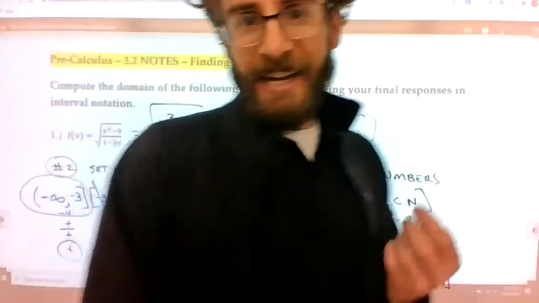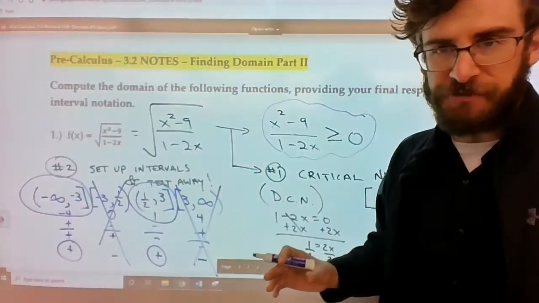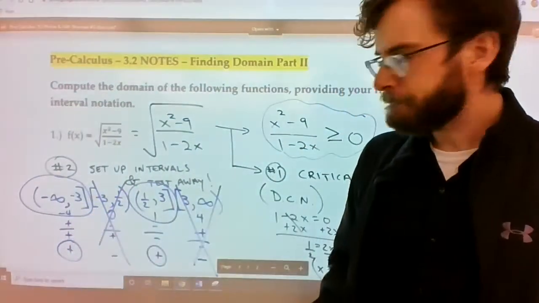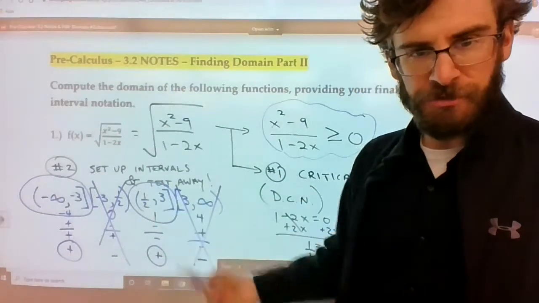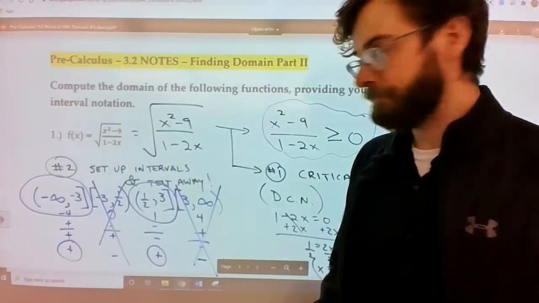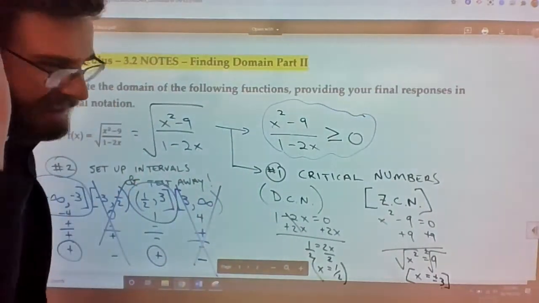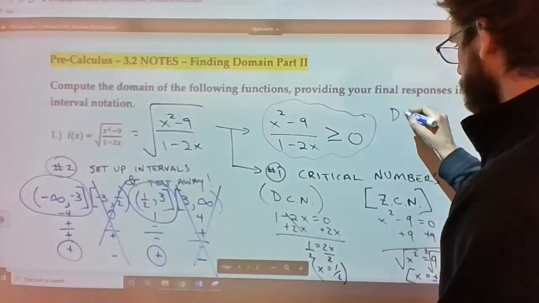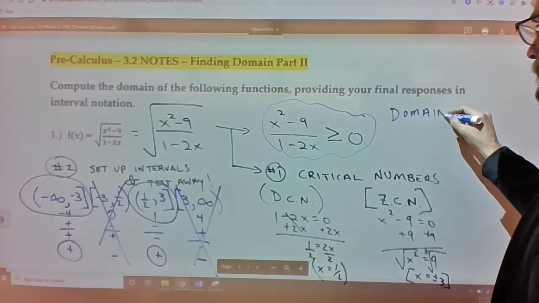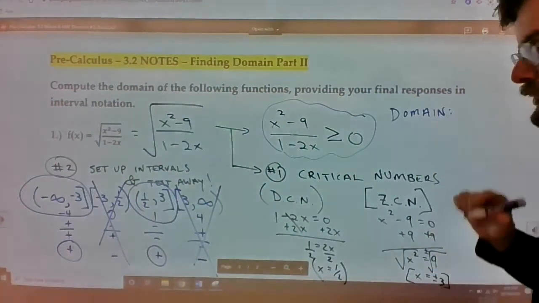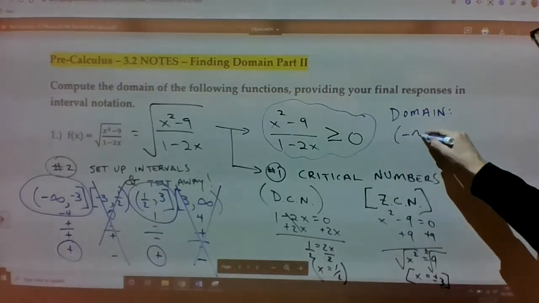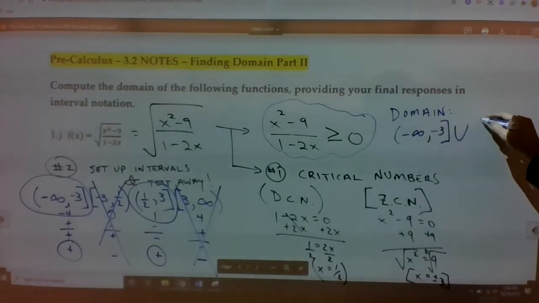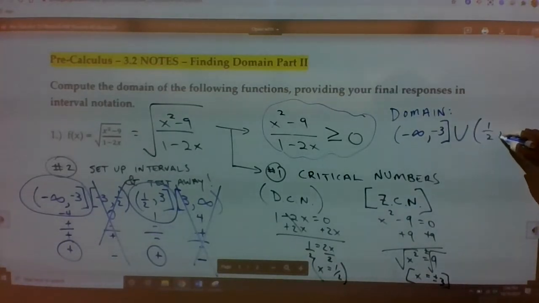So the domain of f, the places where all the x values can live, are from negative infinity to negative 3, and from 1/2 to 3. That's your domain. So please be clear in your final answers. This would be a very good way of expressing your final answer. Your domain is going to be negative infinity to negative 3 with a bracket, in union with 1/2 to 3 bracketed.